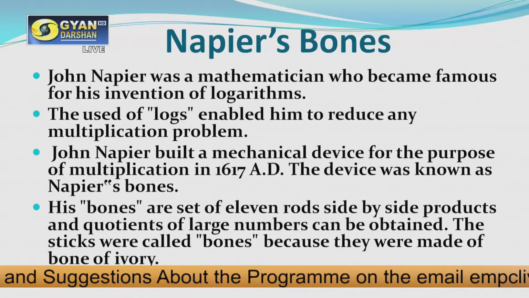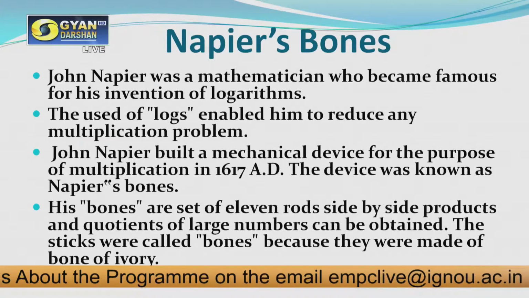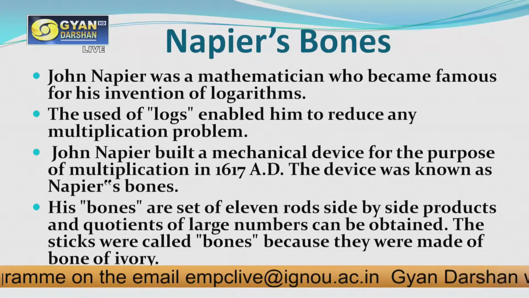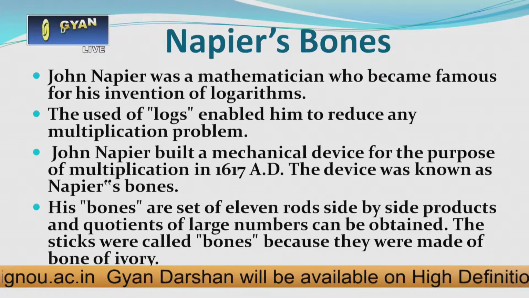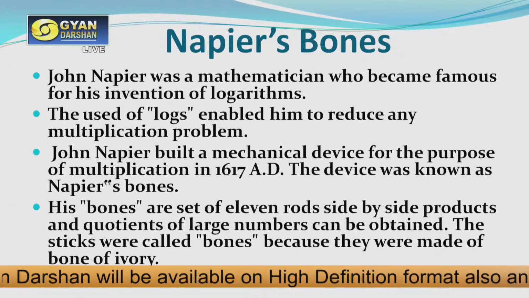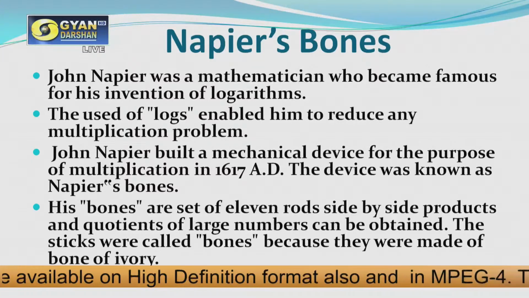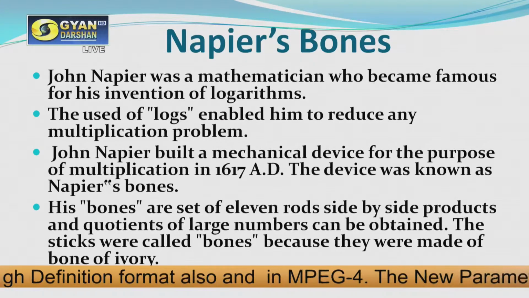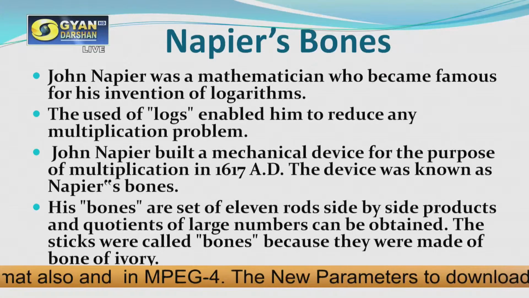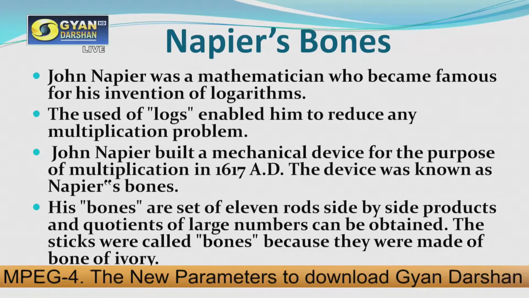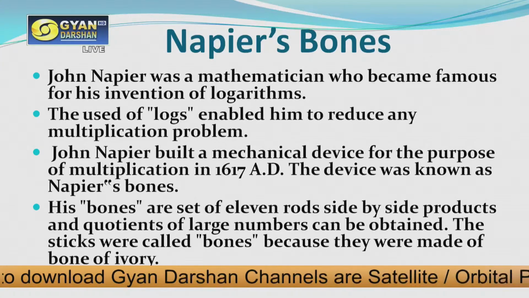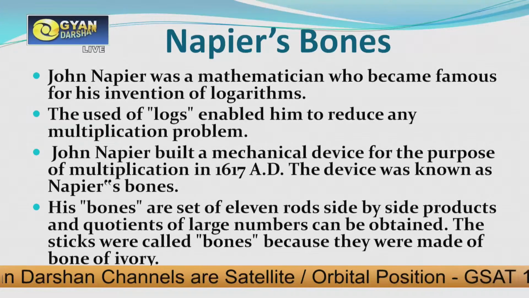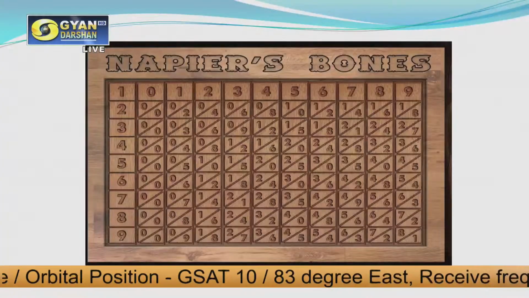So this was the illustration of the abacus, and next we can talk about an interesting device called Napier's bones. John Napier was a mathematician who became famous for his invention of logarithms. He invented a kind of mechanical device for the purpose of multiplication in 1617 AD, and the device was known as Napier's bones. His bones were a set of rods, side by side, from which products and quotients of large numbers can be obtained. The sticks, which are placed vertically, are called bones because they were made of bone or ivory.